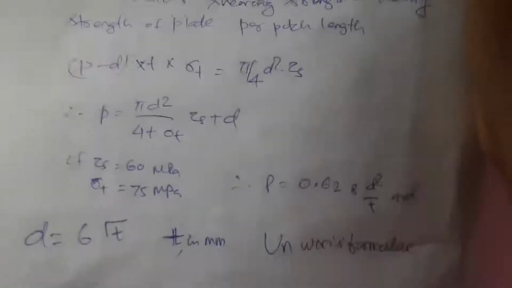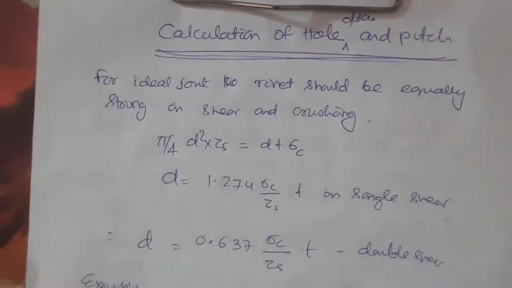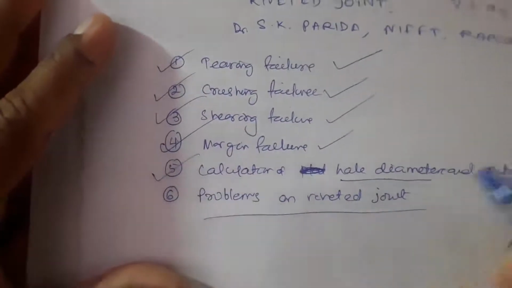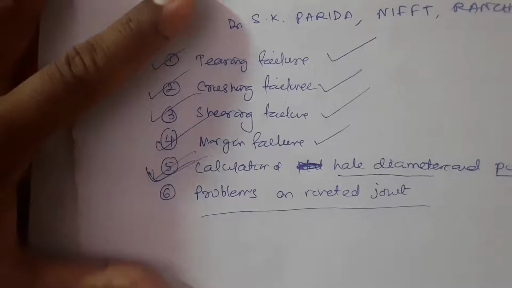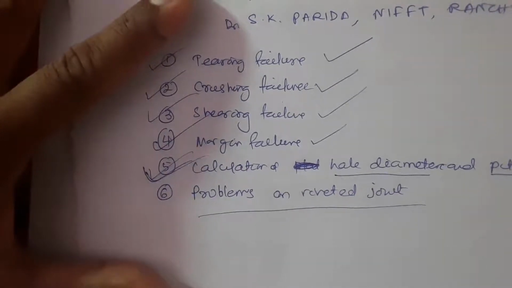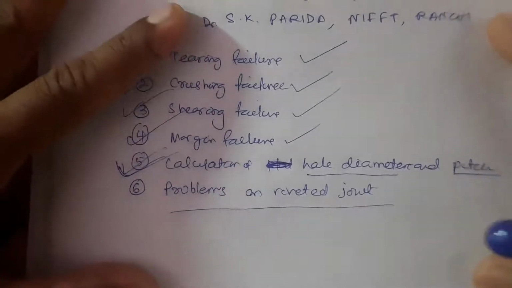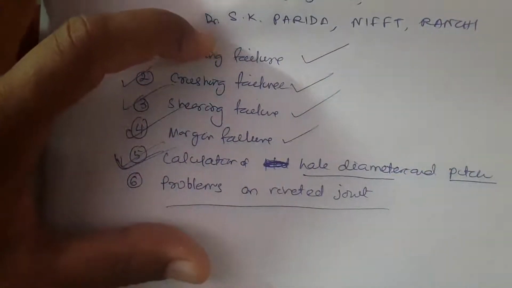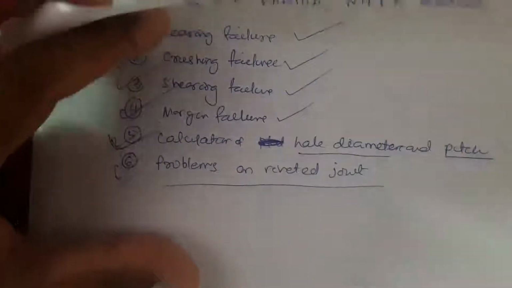Then we will be talking about the last thing, the calculation of the hole diameter and the pitch of the joint, because this is very important. It will tell you what the diameter of the rivet should be while making a joint, and how far apart the rivets have to be placed. That is the pitch. After that we will be talking about problems on riveted joints.